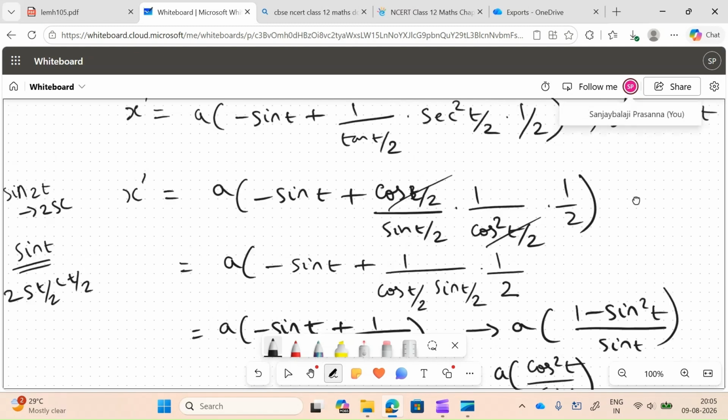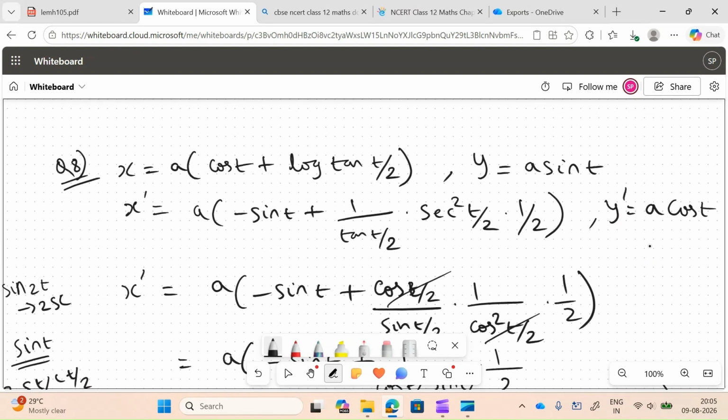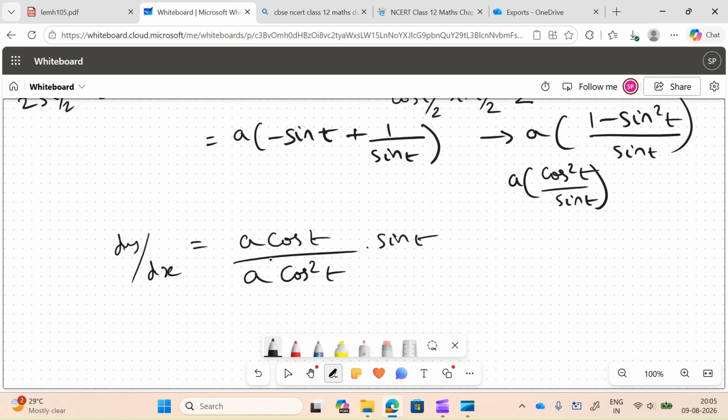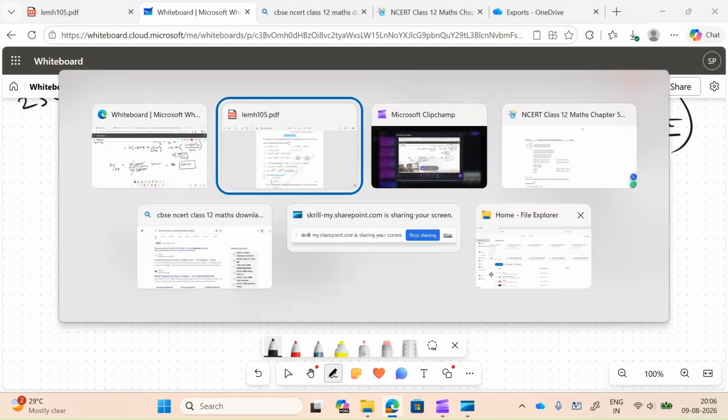What do you have in y already? a sin t. Differentiation is a cos t, right? So your dy by dx will be a cos t divided by a cos square t by sin t. The a gets cancelled. So sin t by cos t will remain. So this will be tan t directly. Understood? Very easy only.